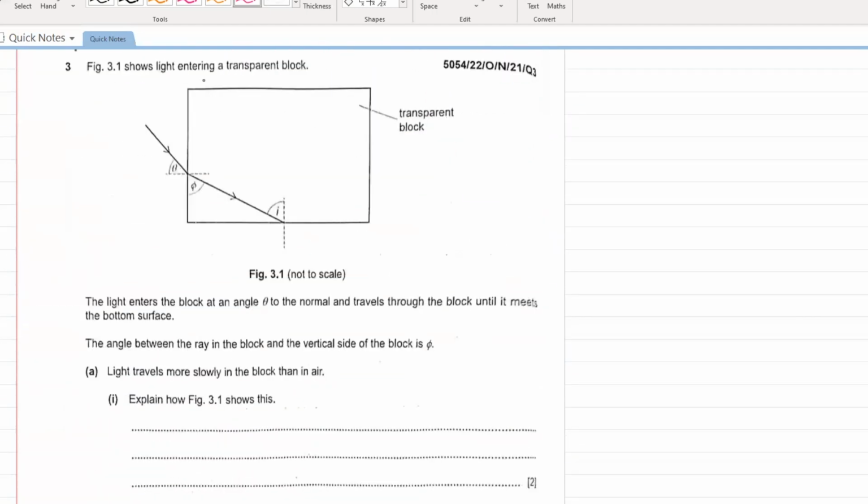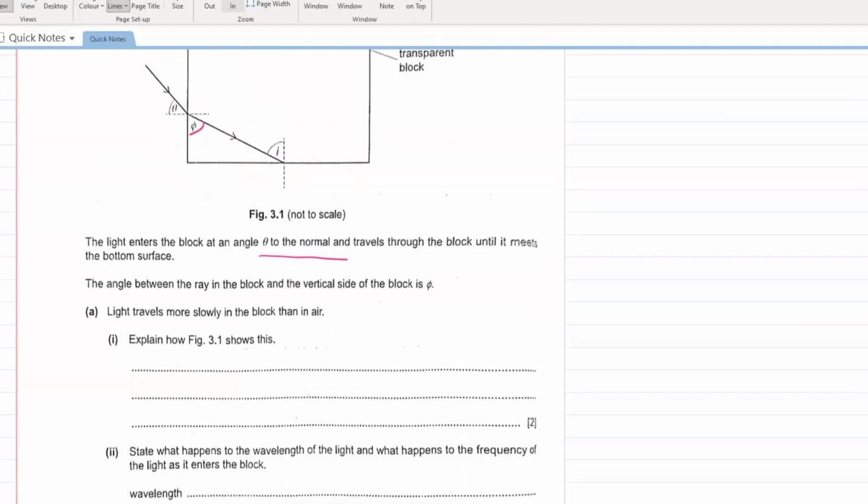Figure 3.1 shows light entering a transparent block. Light enters the block at an angle of theta to the normal and travels through the block until it reaches the bottom surface. The angle between the ray in the block and the vertical side of the block is phi. Okay, this angle is phi. Light travels more slowly in the block than in the air. Explain how figure 3.1 shows that. We have to show that light travels more slowly in the glass block than in air. How does figure 3.1 show that?